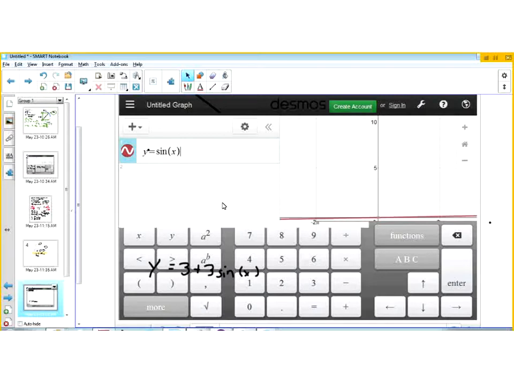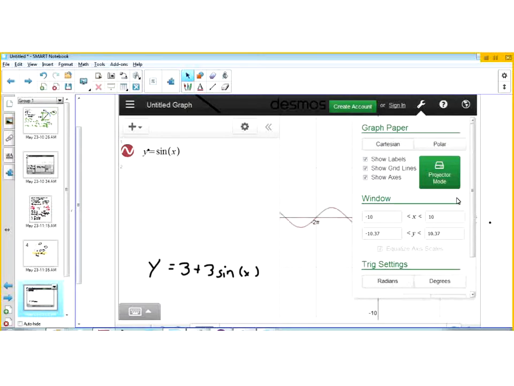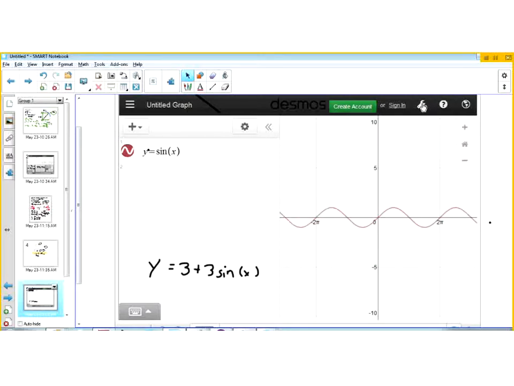And then I lost my window settings again. Come on, radians, please. I don't know why it keeps flipping back to degrees. All right, so the red curve is y equals sine x. So you'll draw that first using the techniques from the start of this lecture.